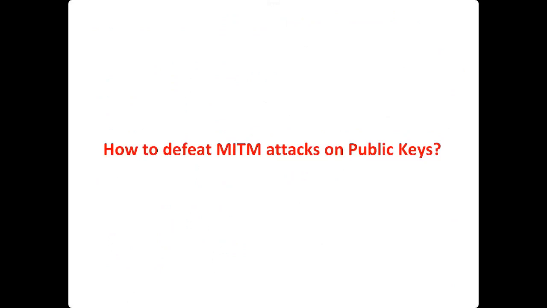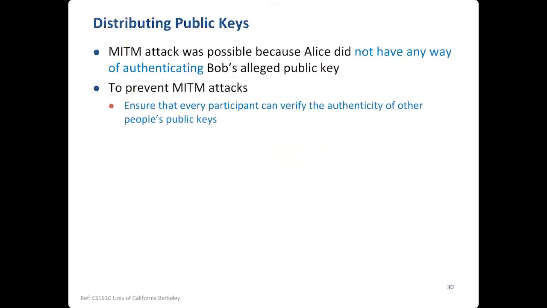Now we have not yet solved the problem of MITM, where when Bob sends a public key to Alice, in between, Mallory can change that, right?